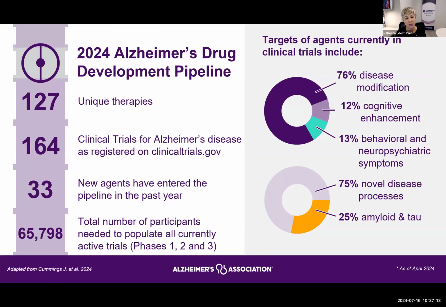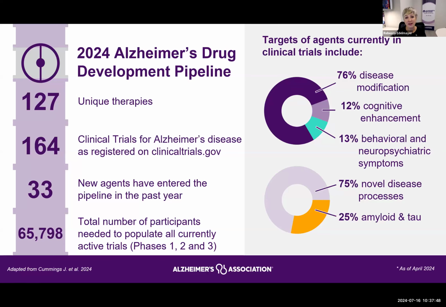One thing I do want to note is that even just for these Alzheimer's disease trials, this isn't even counting the trials that are underway for frontotemporal dementia or Lewy body dementia. These trials require over 65,000 participants, research volunteers, to help us make progress. That's an immense amount of people. It's important that people continue to recognize that the people who participate in these clinical studies really are the heroes of our work.